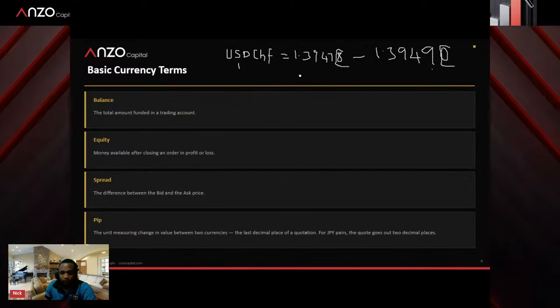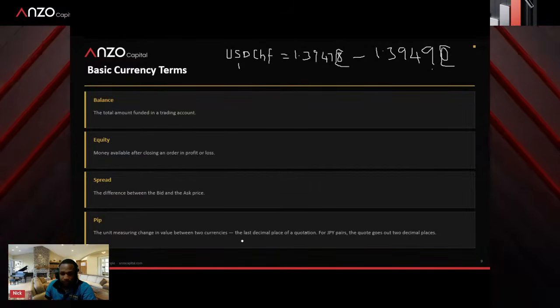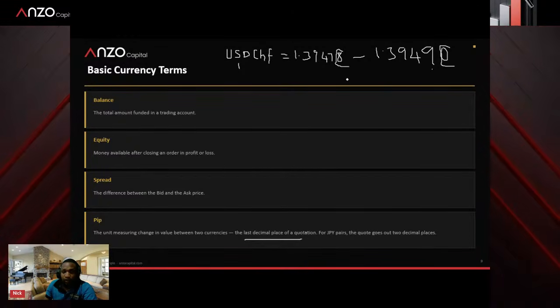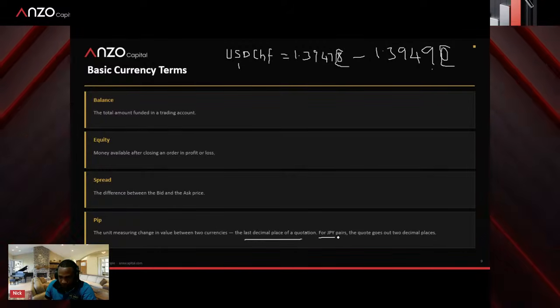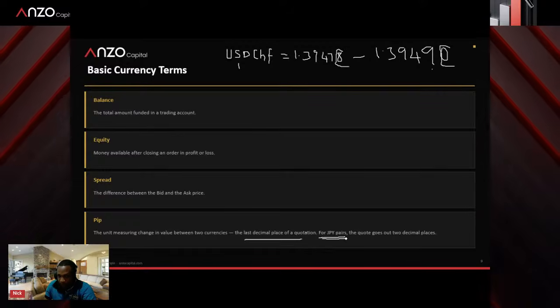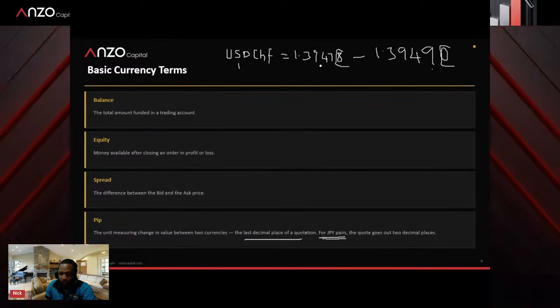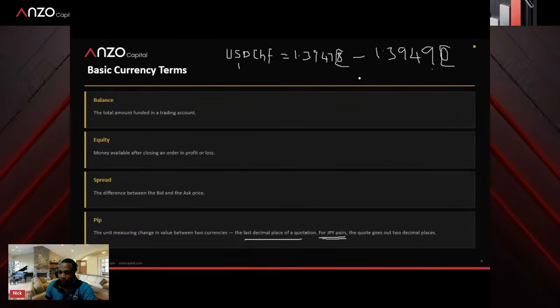So the pip is usually calculated from the 4th digit from the decimal on any USD pairs, apart from the USD JPY pairs. The JPY pairs don't have 5 digits after the decimal in the quote. They have 3, and that's why you calculate from the second digit after the decimal.